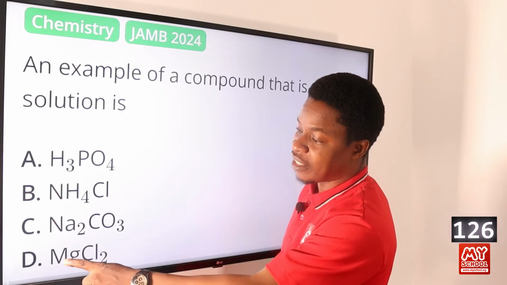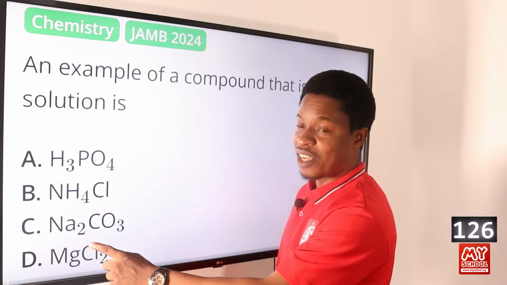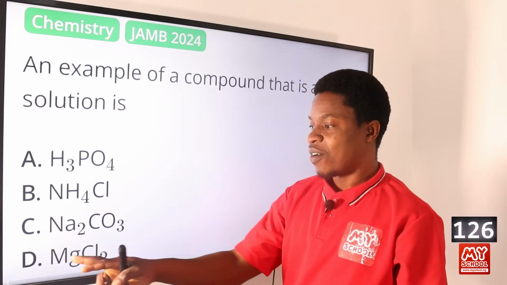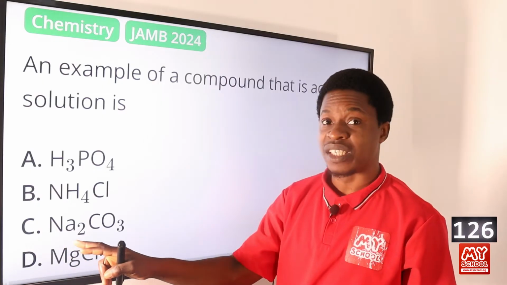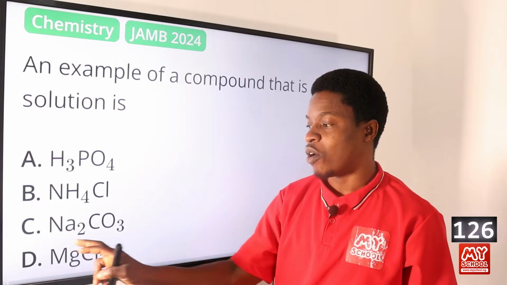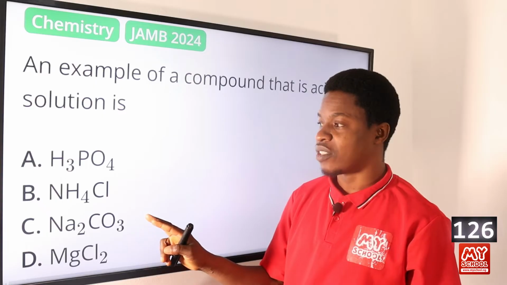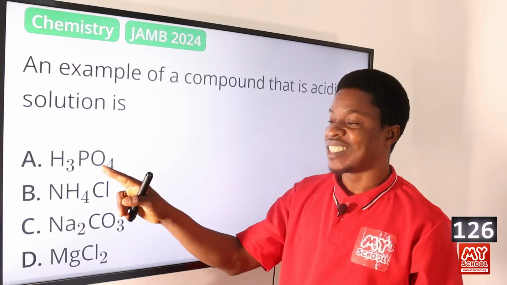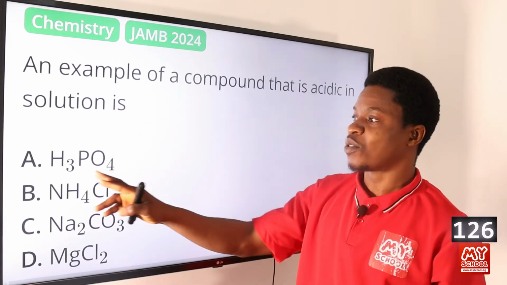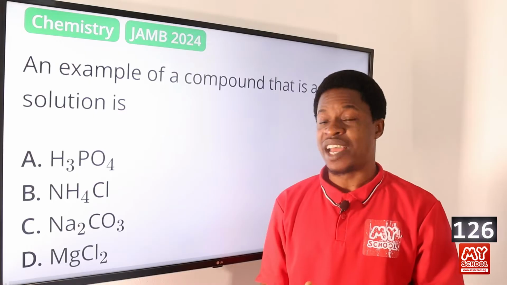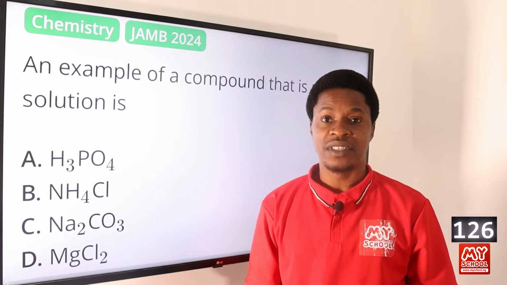Then we have also here magnesium replacing, this is chloride, okay? Chlorine, it should be having HCl, also hydrogen chloride, okay? Or hydrochloric acid has been replaced. Magnesium has replaced the hydrogen there, so there's no hydrogen left here again. So this is a normal salt, this is a normal salt, this is a normal salt, but this is acidic, okay? So an example of a compound that is acidic in solution because of the presence of the hydrogen ion that we have here, is H3PO4. So the correct answer is option A.